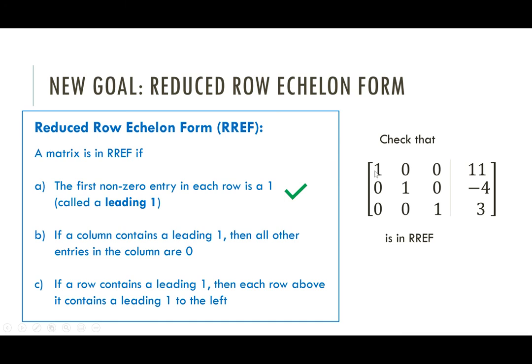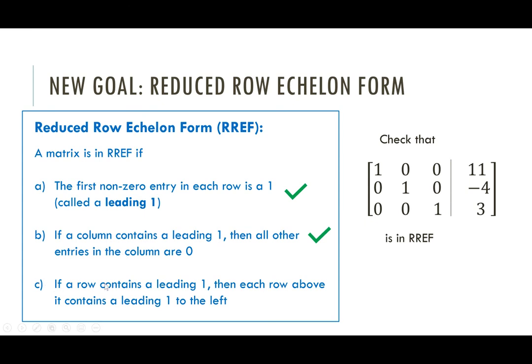So, okay, here is a leading 1. So now let's check the column. And all the other entries are 0, so we're good. In this row, here's our leading 1, the column corresponding to that. All the other entries are 0, so that's good. And in the third row, here's our leading 1, and in that column, all the other entries are 0. No leading 1s here, so we don't really care what's happening there. All right, that second condition is satisfied.